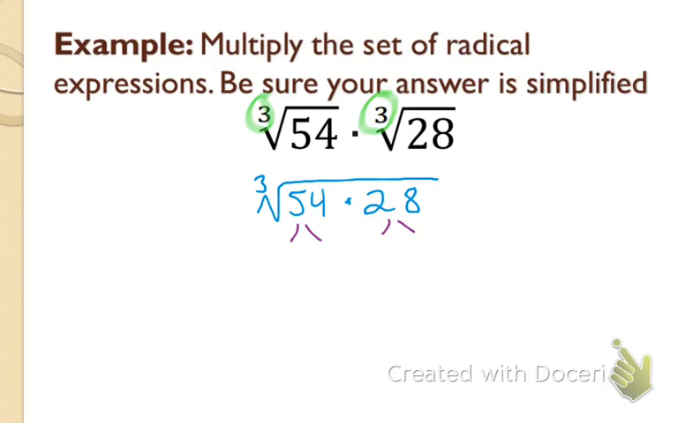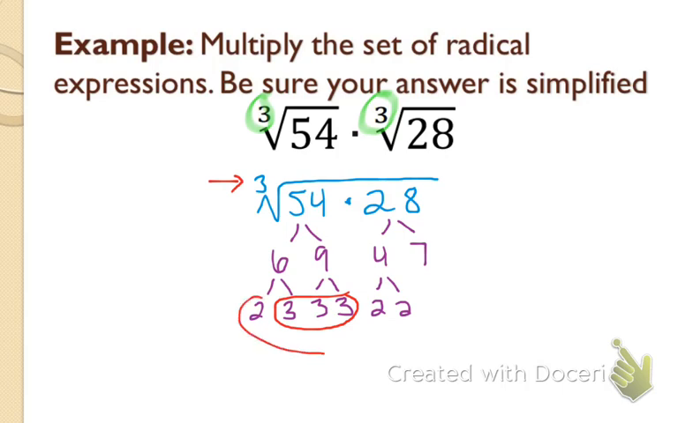So, factors of 54. We can say 6 and 9. Pick larger numbers. 2 and 3, 3 and 3. Factors of 28. Well, there's 4 and 7. 4, of course, can be 2 and 2. 7, it's a prime, so nothing we can do there. Okay, we're going to put them in groups of 3 because that's what our index tells us to do. So here's a group of 3. And then the 2's also form a group of 3. 7 doesn't belong to a group.